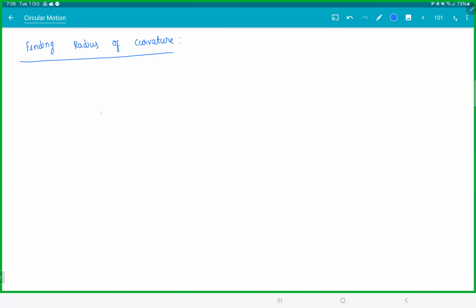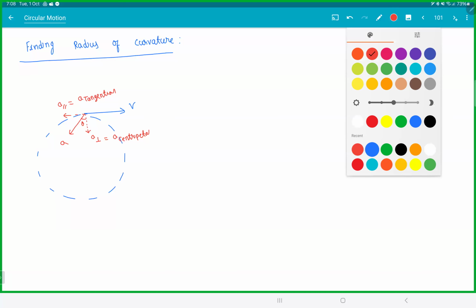So the straightforward thing is, suppose a body is going with V, and you are saying this is a part of a circle. Let's say it has an acceleration A like this. You can divide the acceleration into two parts: the A perpendicular component and the A parallel component. So A perpendicular is your A centripetal, and A parallel is your A tangential. The acceleration in the tangential direction is A tangential and the perpendicular is A centripetal.